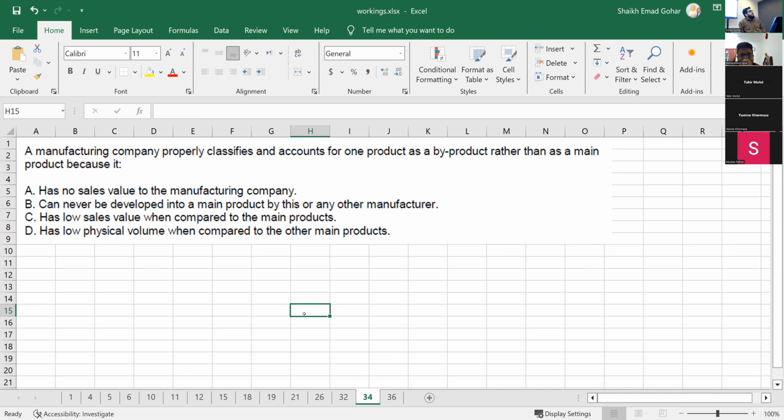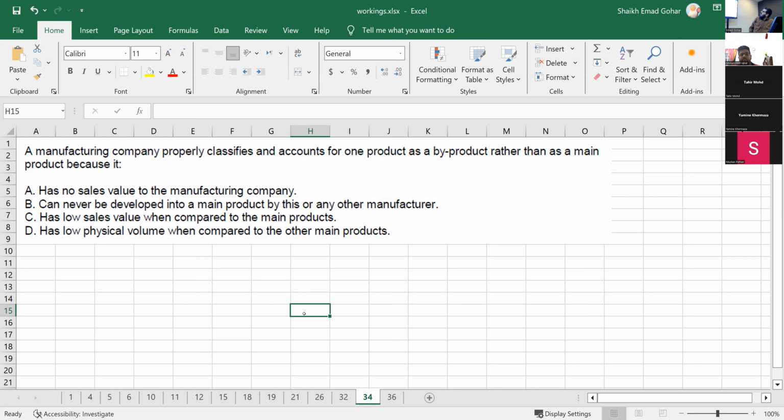That is not my intention. For example, when you cut wood to make a table, is your intention to make a table, or to get those small wooden pieces which will be remaining? Table. That is the main product. So the small wooden pieces are byproducts, which you may sell in the scrap market for a very low amount. So what is the answer? Low sales value when compared to the main product. That is the answer.